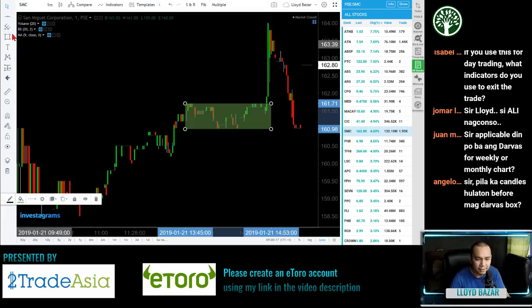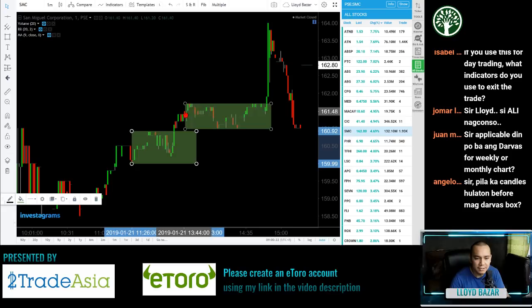So here's a box right here, bottom and top. And then there it is. Umakyat siya ng ganyan. And then take profits na kasi it's already starting to make a box again here. This one right here is a possible box. So you should take profits there already. Very short term lang for intraday trading.